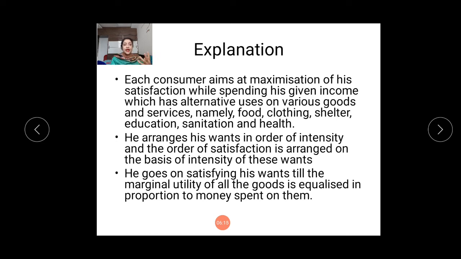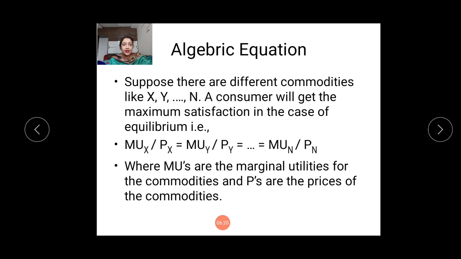Now let us understand this with the help of one example. Now this is the algebraic equation, as you can see over here. This is the equilibrium condition, girls. MUx by Px is equal to MUy by Py is equal to MUn by Pn, where MUs are the marginal utilities for the commodities and Ps are the prices of the commodities. So this is the equilibrium condition that has to be satisfied in case of the law of equimarginal utility.